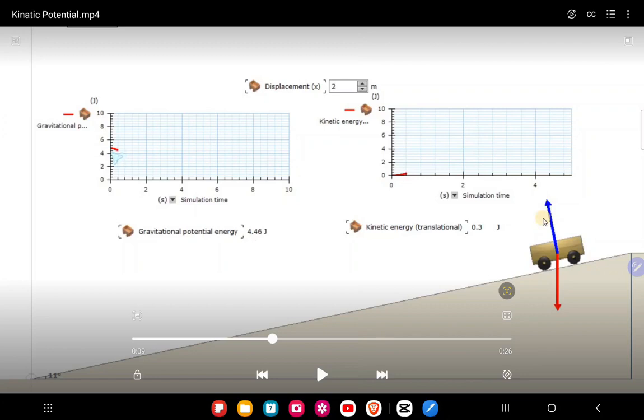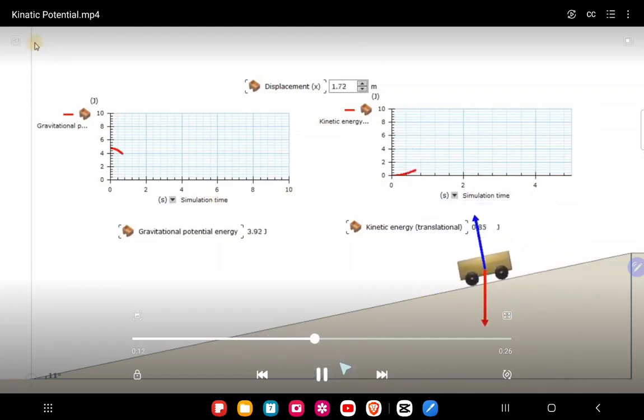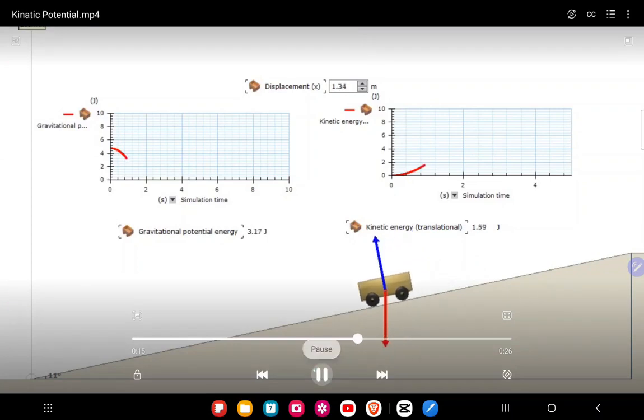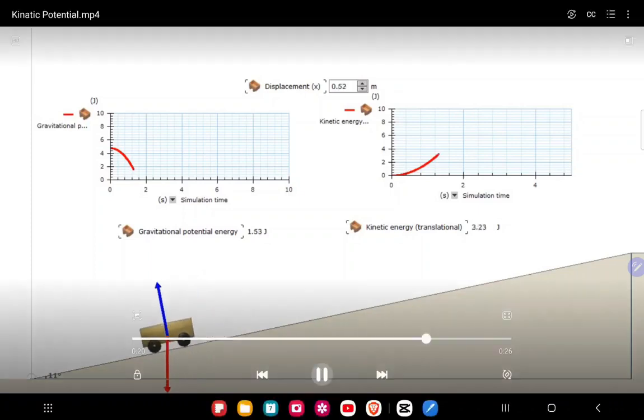In the graph here, we can see the gravitational potential energy starting to decrease, and the kinetic energy starting to increase. As we can see here, all the gravitational potential energy will be transferred to kinetic energy right at the bottom of the ramp. So in this case, we are interested in the initial position of the cart and the final position of the cart.